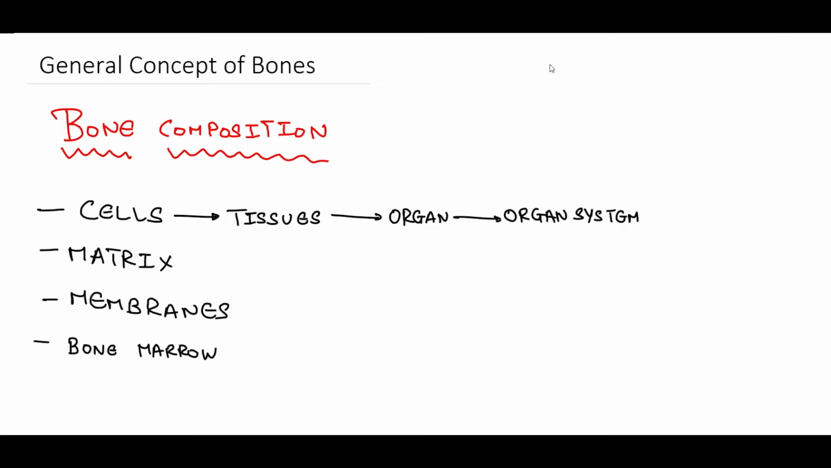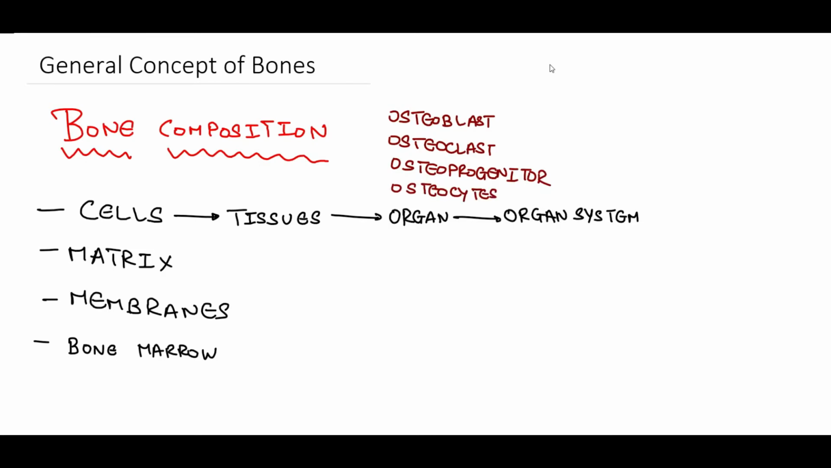So, we have four types of cells. These are the osteoblast cells, the osteoclast cells, the osteoprogenitor cells, and the osteocytes. We'll be discussing the function of each of these cells in the upcoming videos.